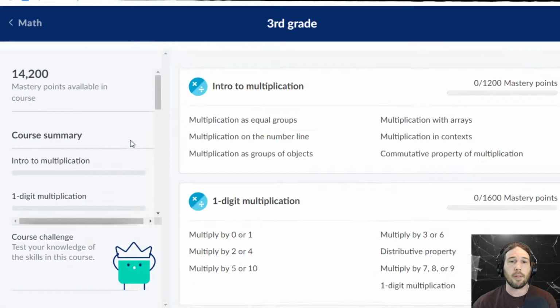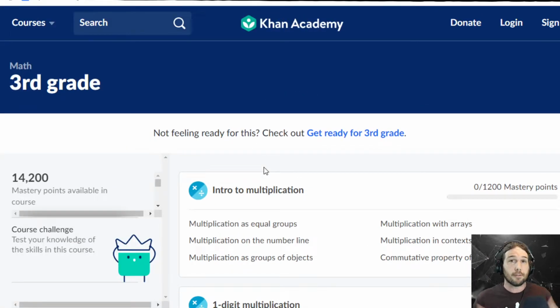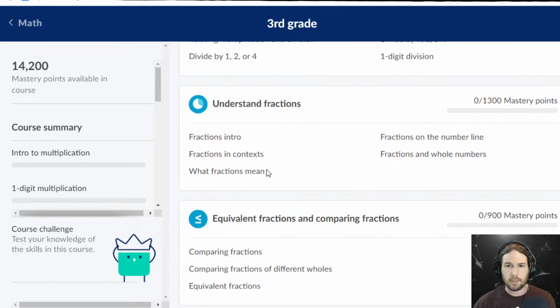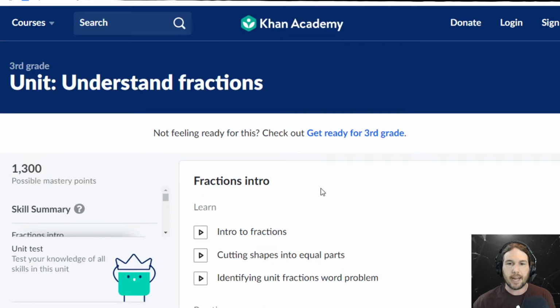Technical problems happen all the time, but we hadn't even started the fraction unit yet. So we were starting from a fresh new unit, and I'll make sure that we get to the same spot between now and the next stream. So we're going to go to understand fractions.